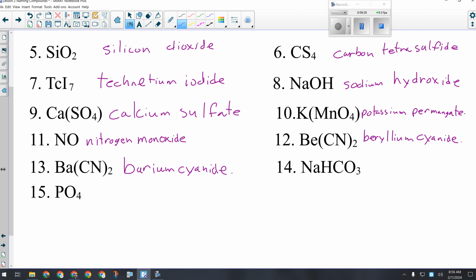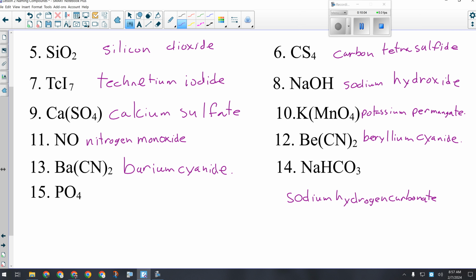Okay, number 14. Ionic or molecular? It's ionic. Sodium is a metal, very metal. And what's HCO3? Hydrogen carbonate. It's also sometimes called bicarbonate. So sodium hydrogen carbonate. What's the common name for this stuff? We use it quite commonly, actually. Sodium bicarbonate or sodium hydrogen carbonate. Baking soda? It's baking soda. That's what baking soda is chemically.